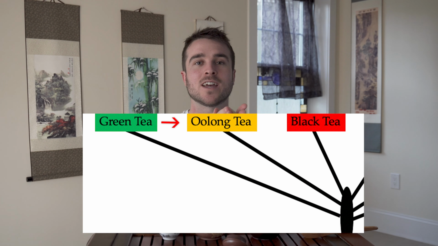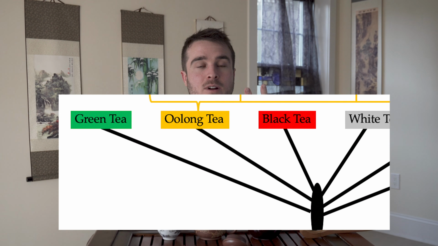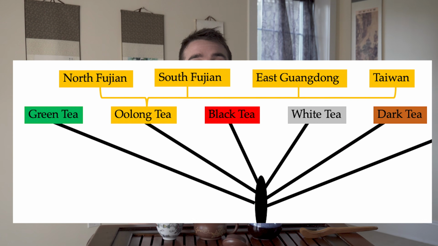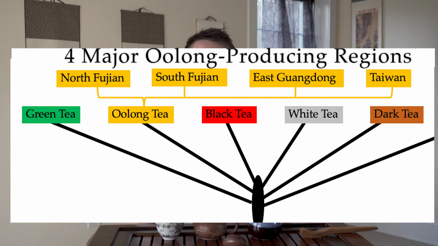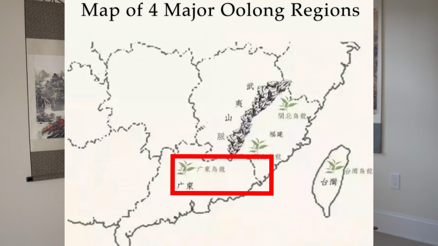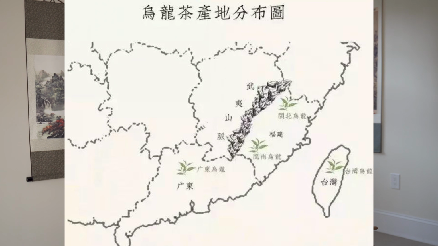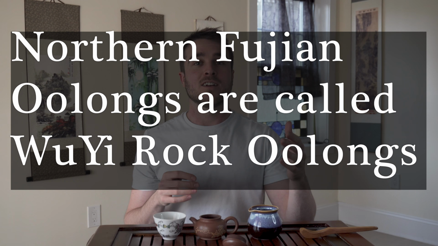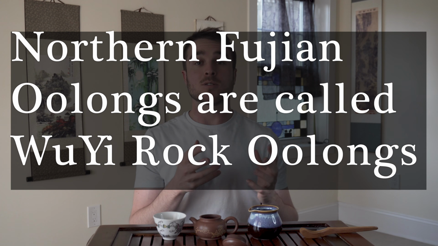The first branch point in the Oolong world is a branch that goes 4 different ways based on location. So there's 4 main Oolong producing areas. You have Taiwan, you have northern Fujian, southern Fujian, and you have eastern Guangdong. So basically all of the Oolong tea in the world comes from those 4 areas. And they all have their own, again, whole universes below them. Take northern Fujian, for example. This might actually have the most amount of subtypes.